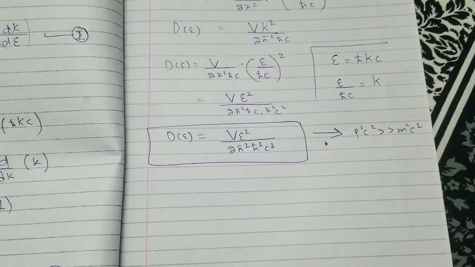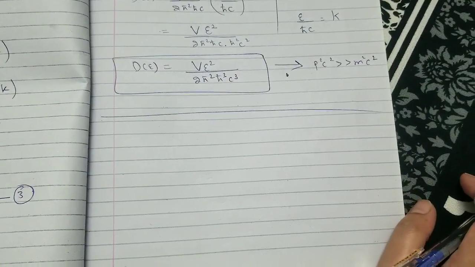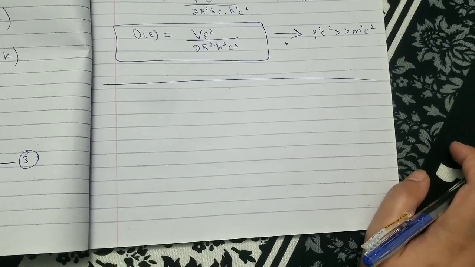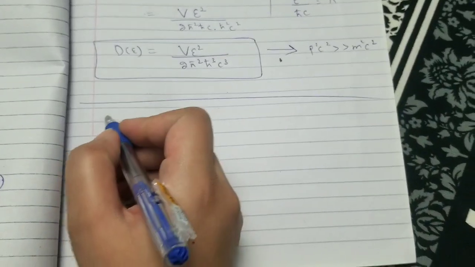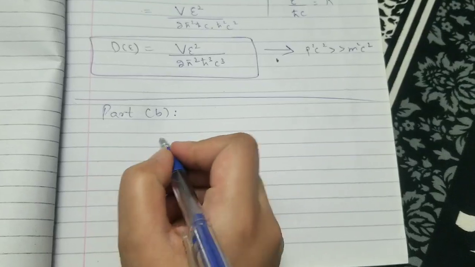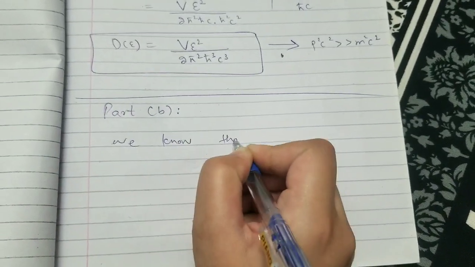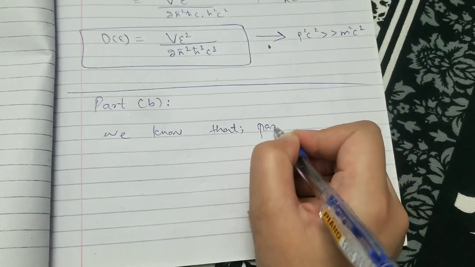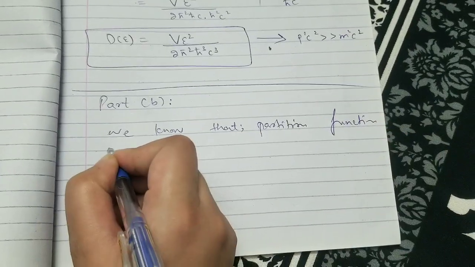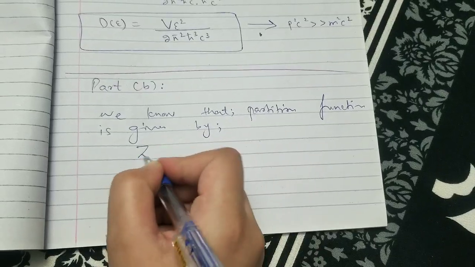Now let's do part B. In part B, they have told us to find out the partition function for an ideal gas of n quantity enclosed in a volume V at very high temperature. So for part B, we need to find out the partition function. So we know that the partition function is given by the following expression in terms of density of states.